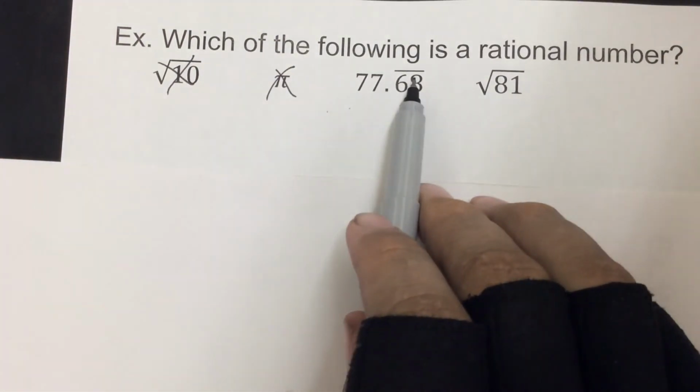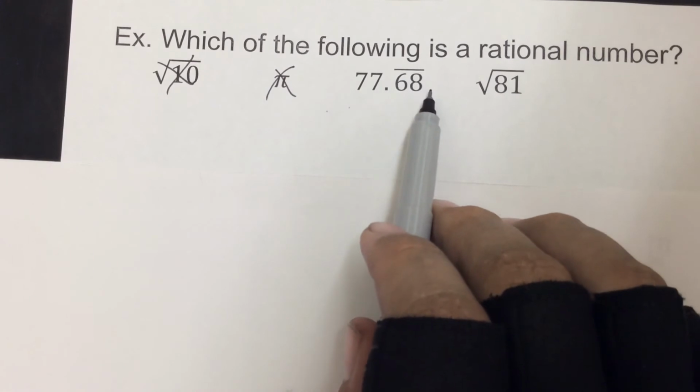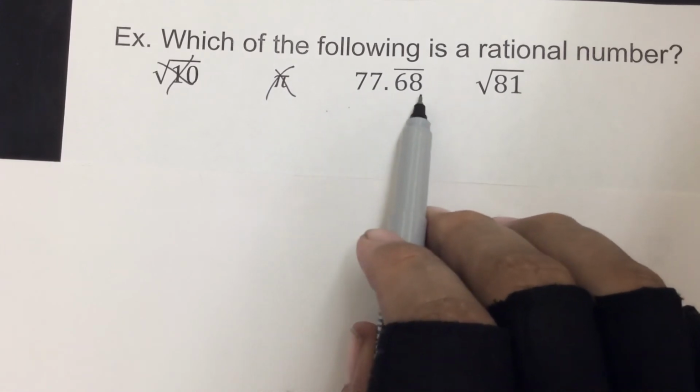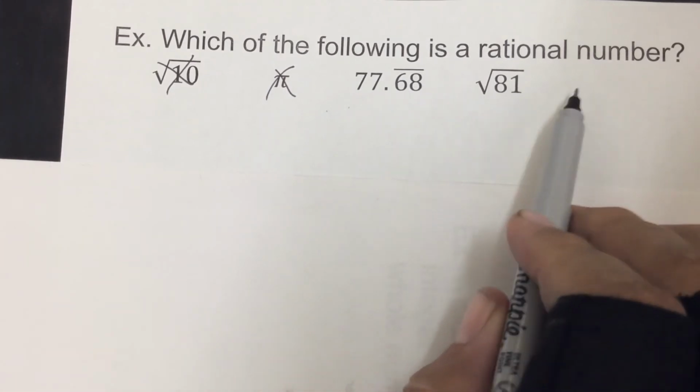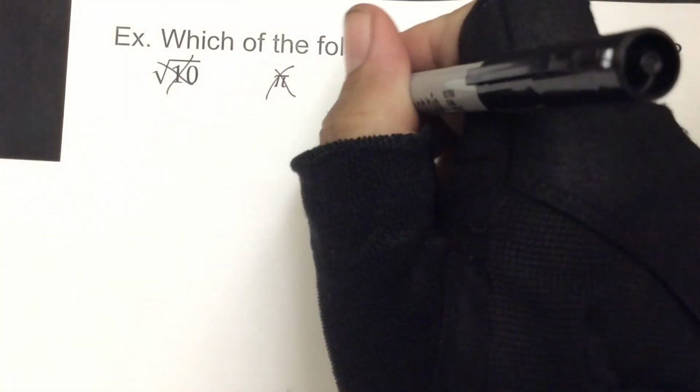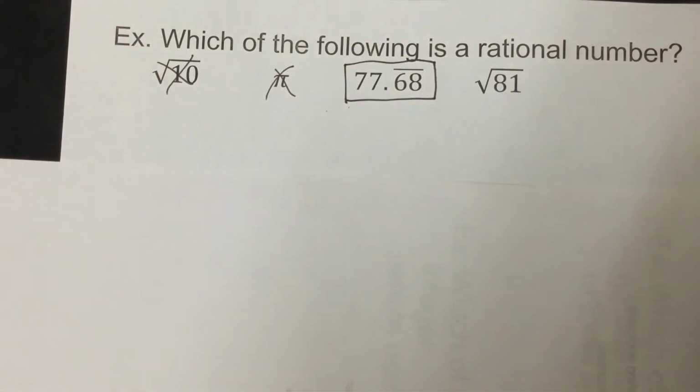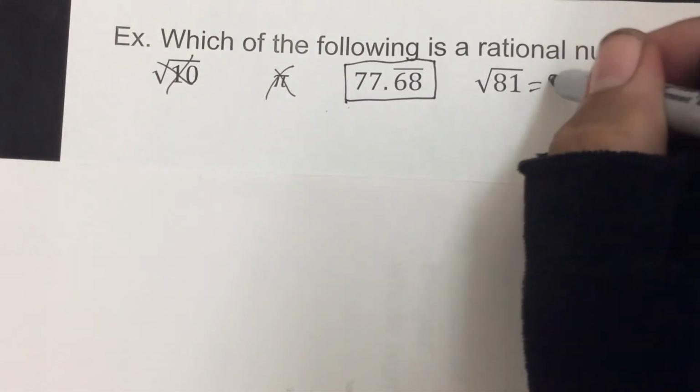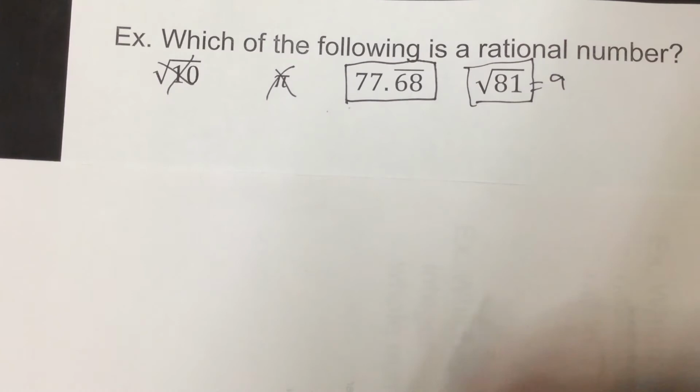77.68, and it's got the bar above it. That bar above it means it's going to repeat. So this would be 77.686868686868, and continuing on forever like that. If it repeats, it is a rational number. And the square root of 81 is actually going to be 9, so that makes it a rational number.